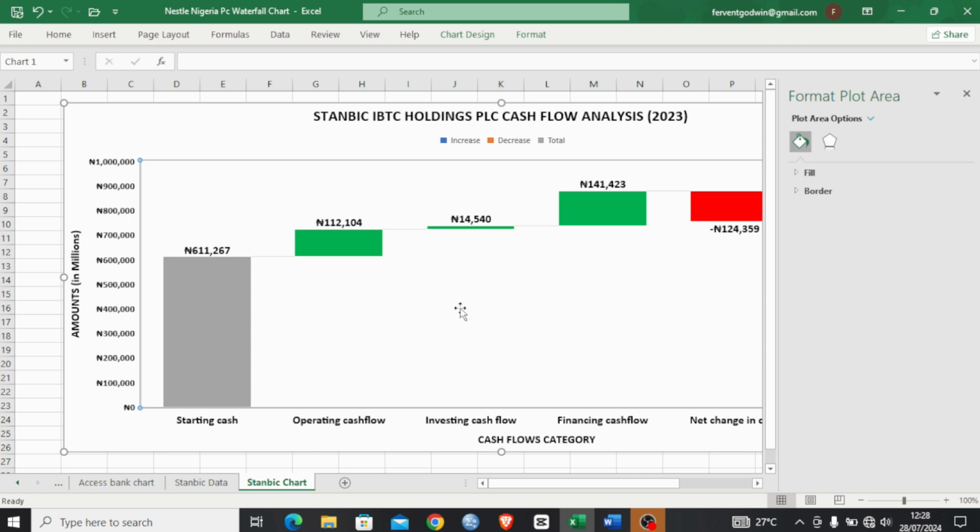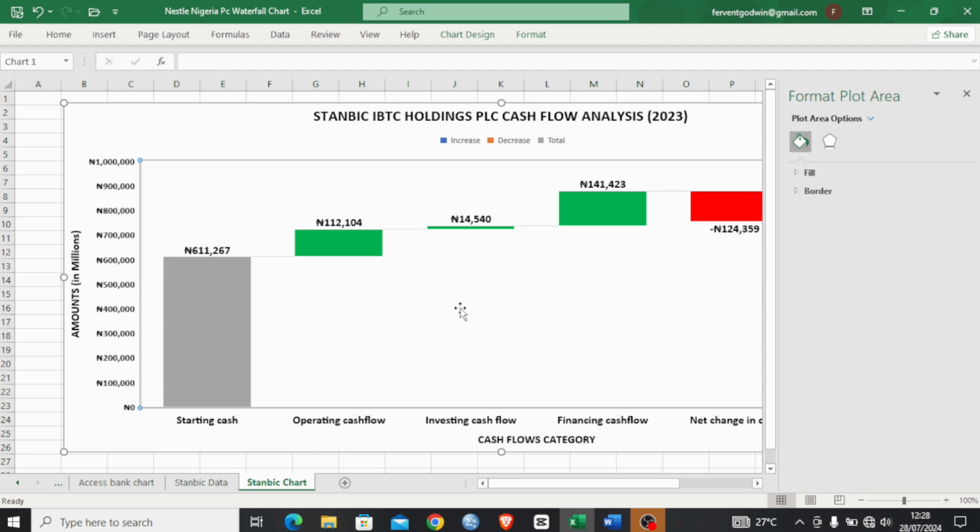It talks about how efficient they are in generating cash from their daily operations: how much they received from customers, how much was paid to suppliers and employees, how much they generated from sales of their goods or renting of their services. I think that gives a little more light on the operating cash flow. Now let's move to the financing cash flow.